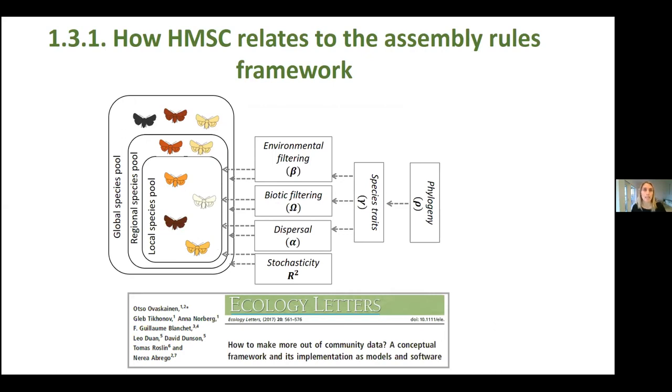So how does HMSC relate to all this stuff that I just explained? In 2017, we published this paper in Ecology Letters, which, by the way, is open access, and you can download it from our webpage, where we explained how the different HMSC components could be related to the different assembly processes or assembly rules in the assembly rules framework.